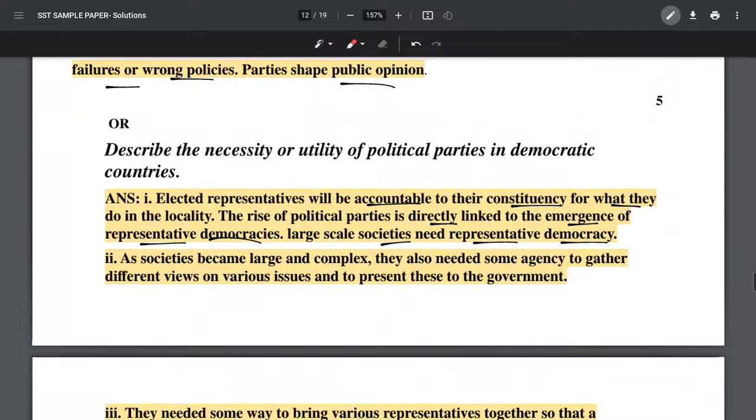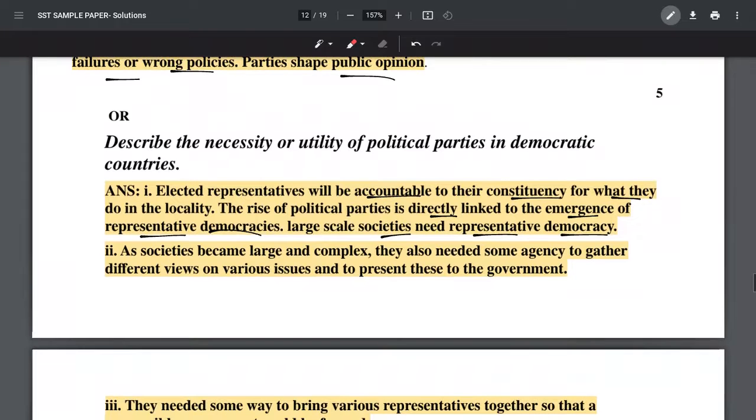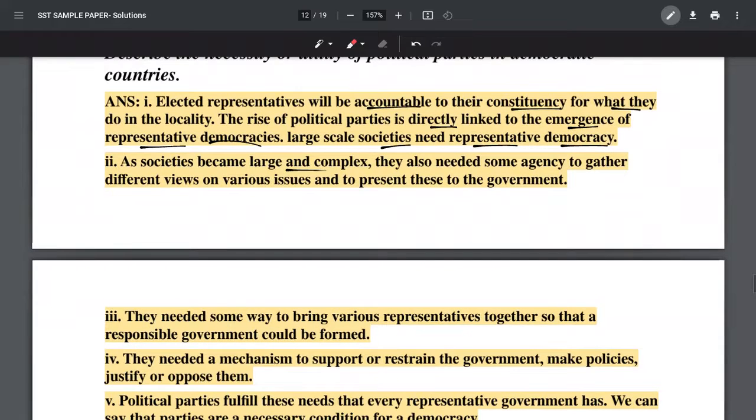Imagine a class where the teacher is choosing one student to be the monitor, but that student may be bad, right? On the other hand, if in another class the teacher tells the students to vote, that is better. Similarly, in the world also, every country needs representative democracy. When societies become large and complex, they also need some agencies to gather views on various issues to present. Correct? If you have any problem and the teacher is not there, you can go and say it to the monitor and the monitor will convey it to the teacher. Similarly, we have representatives who can present this to the government, right?